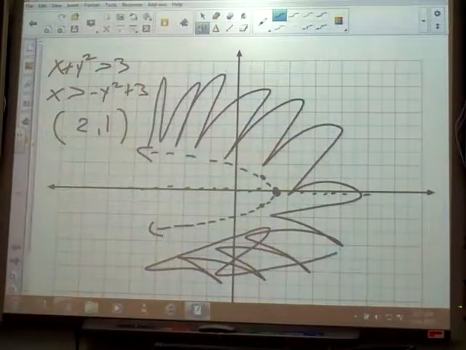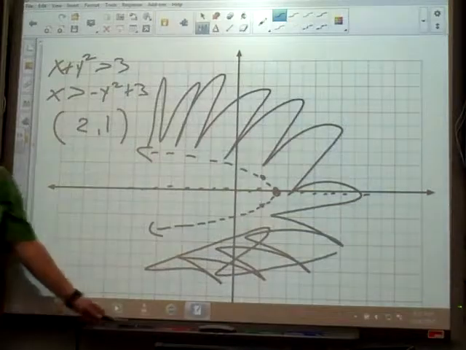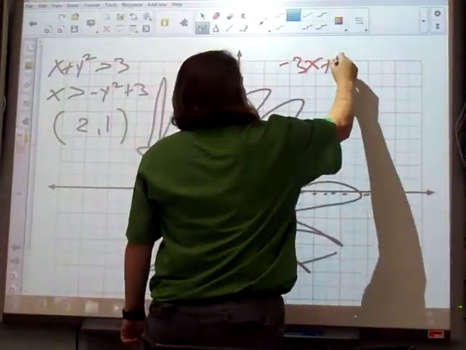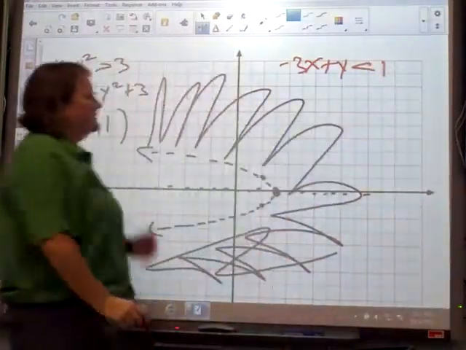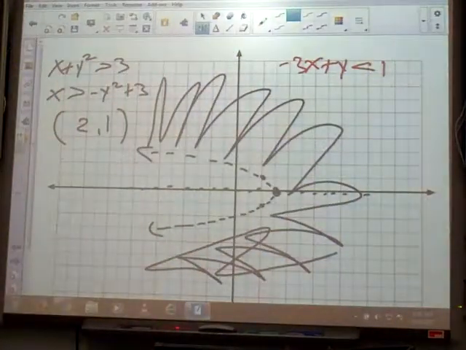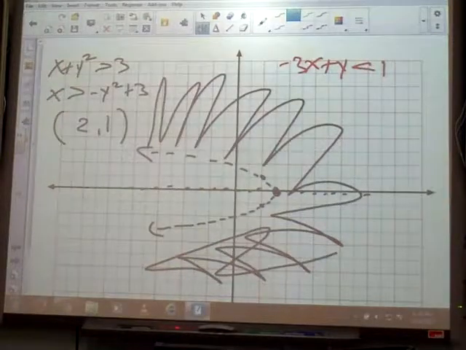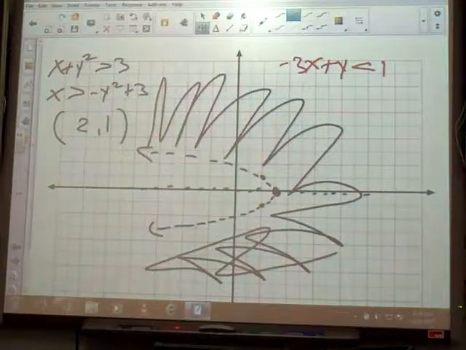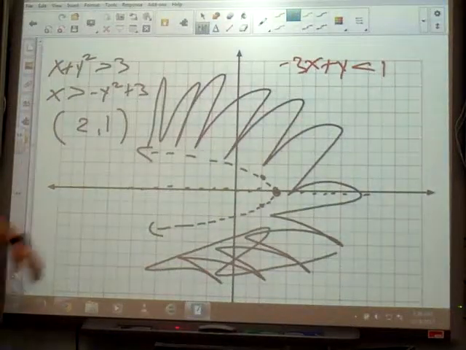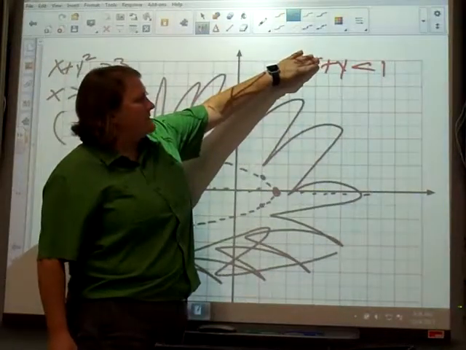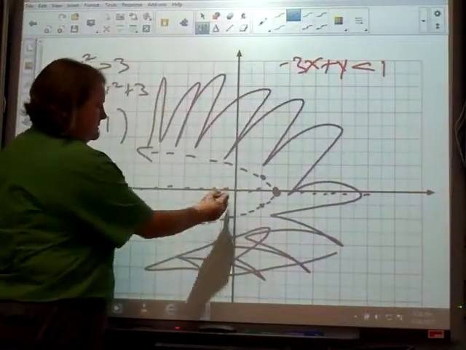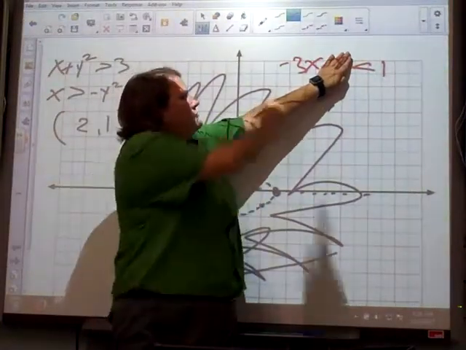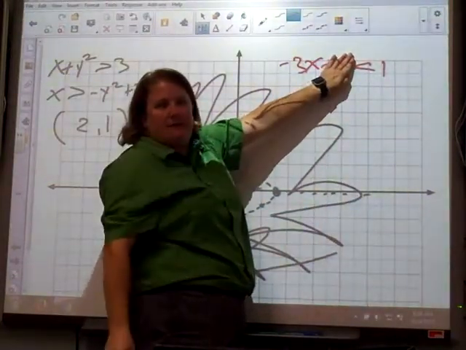Now we've got a second one. Negative 3x plus y is less than 1. Alright, that's just going to be a line because nothing's squared. I'm going to graph it using intercepts real quick. You would probably solve it for y. That's what y'all did most of the time in Algebra 1. If I put a 0 in for the x, my y is 1. If I put a 0 in for the y, my x will be negative 1/3 because I would divide by negative 3, right?